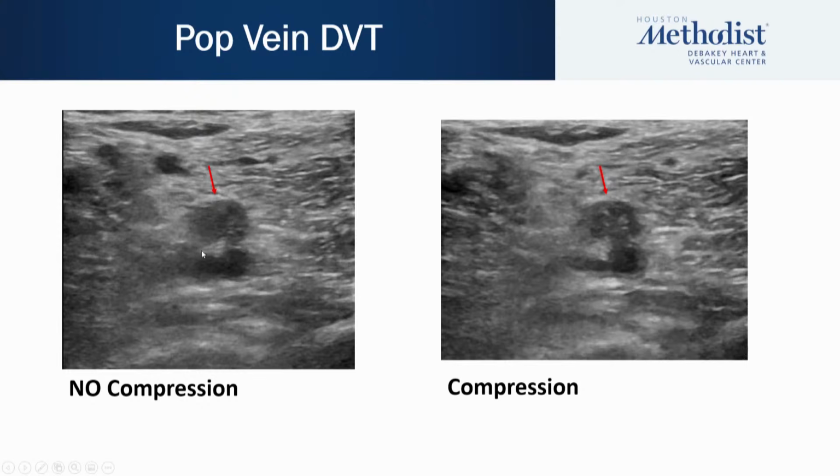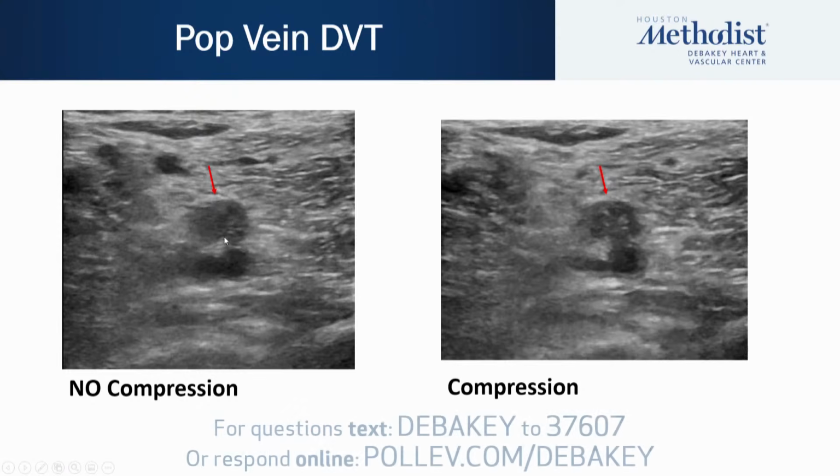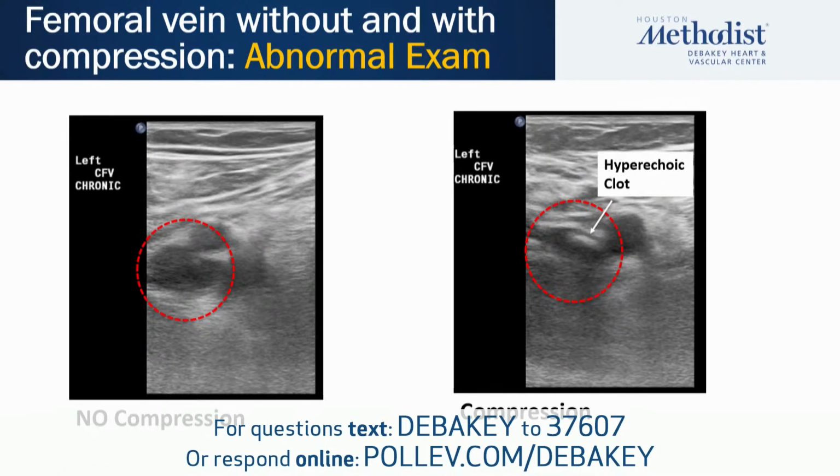Here, no compression. We see the vein, it's dilated. It has echogenic material inside of it. And then when we compress it, nothing happens. So this is a thrombus. This does not appear as a chronic thrombosis. You see this white petechia inside, these kind of marks. So this tells us that it's at least a subacute or a non-acute thrombus.